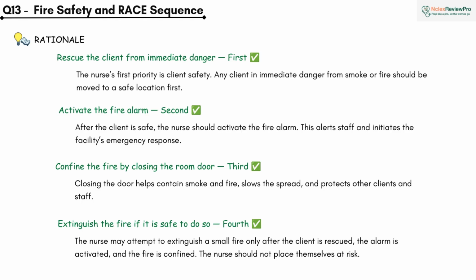The third action is to confine the fire by closing the room door. Closing the door helps contain smoke and fire, slows the spread, and protects other clients and staff. The fourth action is to extinguish the fire if it is safe to do so. The nurse may attempt to extinguish a small fire only after the client is rescued, the alarm is activated, and the fire is confined. The nurse should never place themselves at risk to fight a fire.